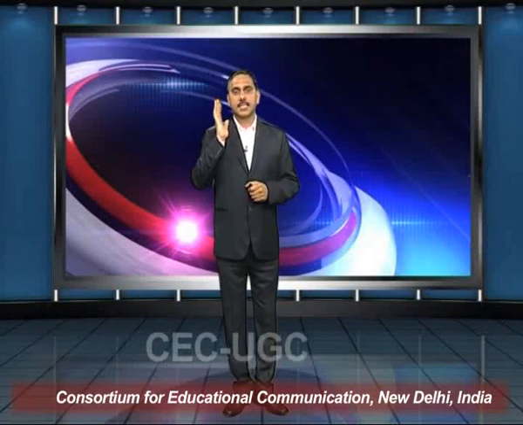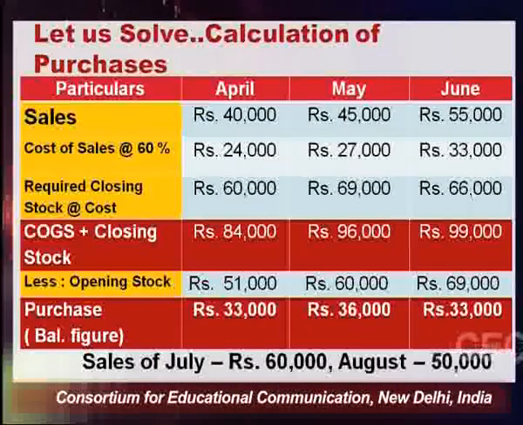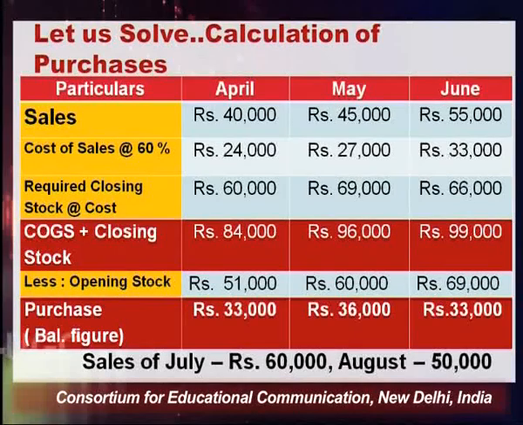If you look at the sales of the month of April, it is given as rupees 40,000, for May it is 45,000, for June it is 55,000. Cost of goods sold given in the question is 60%, so we will be computing 60% of it. For the month of April it becomes rupees 24,000, for May it is 27,000 and June it is 33,000. If you calculate 60% of it, the amount comes like this.